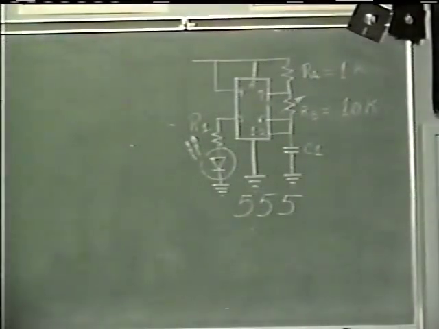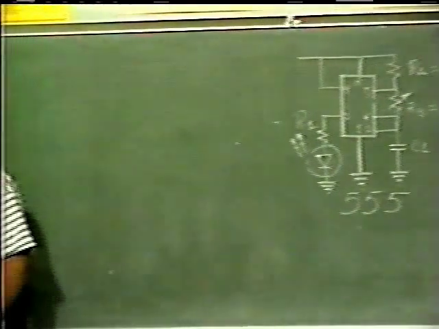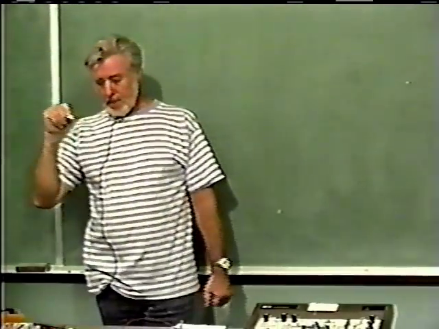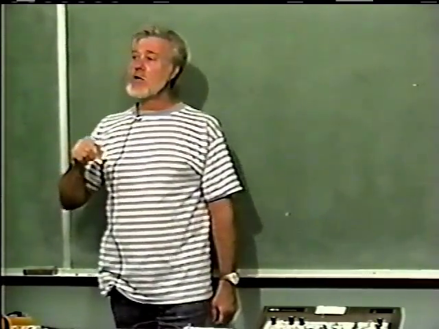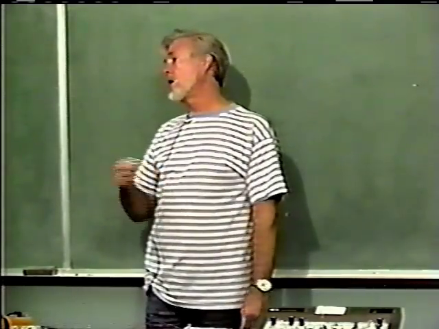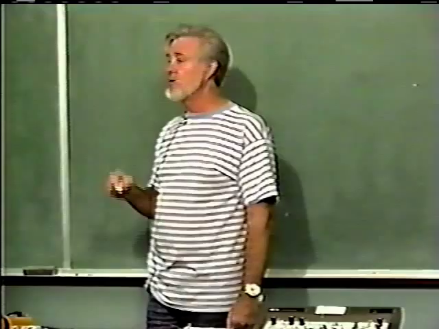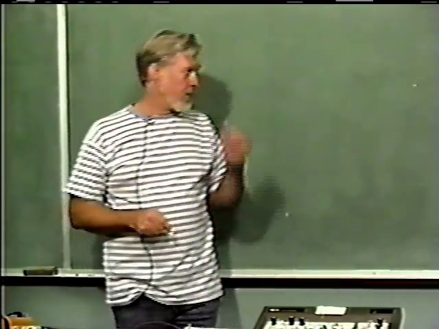RC time constant just stands for resistive capacitive network, meaning we take a resistor and a capacitor and hook them together. The capacitor holds the charge, but the resistor is the one that controls either how long it's going to hold it or how long it takes to charge up. So the charging and discharging of the capacitor is controlled by the resistor in it.